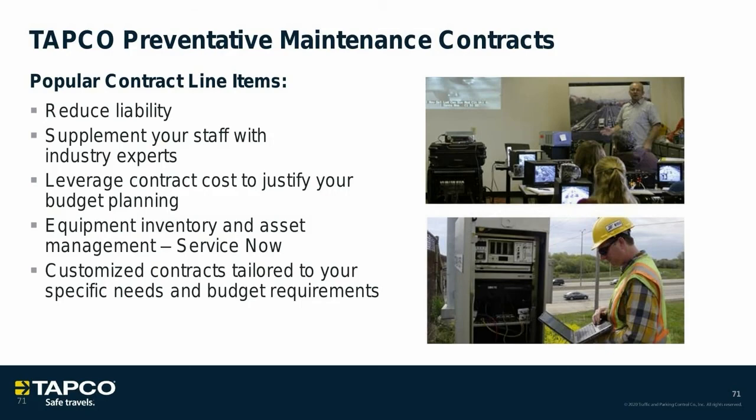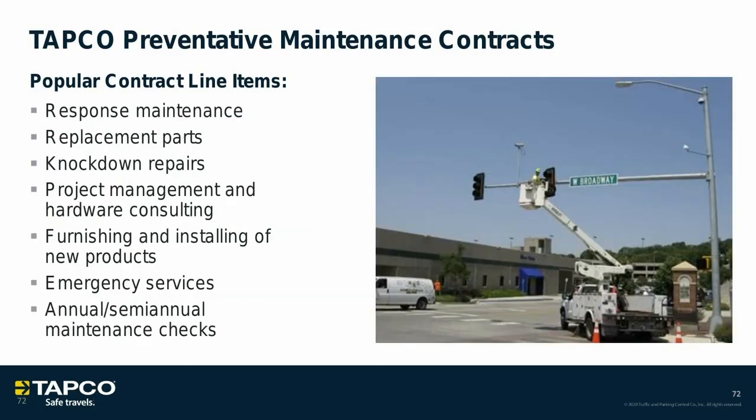We can leverage contract costs to justify your budget planning. The equipment inventory and asset management is more of a service now deal there. And then we can do customized contracts tailoring to your specific needs and budget requirements. So there's just a few different things we can do on the preventive maintenance side of things. Other popular contract lines are going to be response maintenance, replacement parts, knockdown repairs, project management, hardware consulting, furnishing, installing new products, emergency services, and annual, semi-annual maintenance checks, which we see more in the southeast. Some of the knockdown repairs, I think that's more what we're seeing.